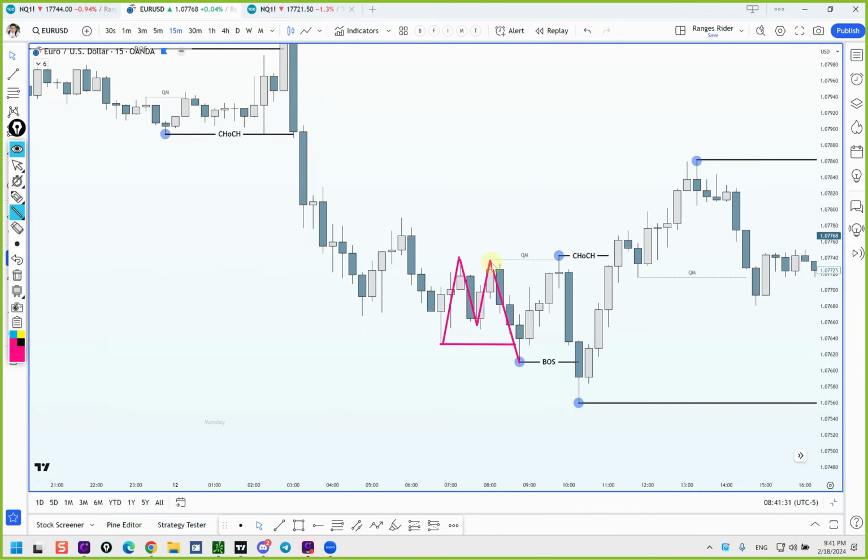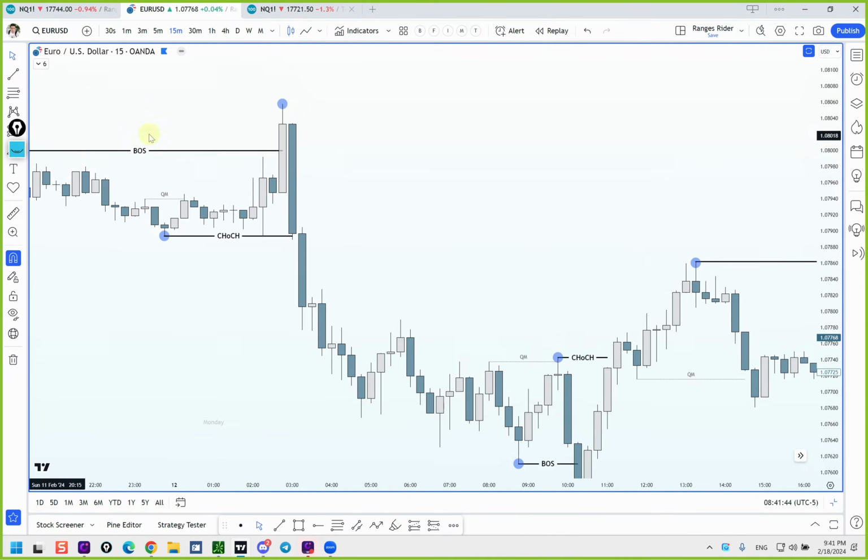We have a valid pullback, a liquidity grab, and here what we have is the breakup structure. So our QM is confirmed. Once our QM is confirmed, we have the range from here to here.